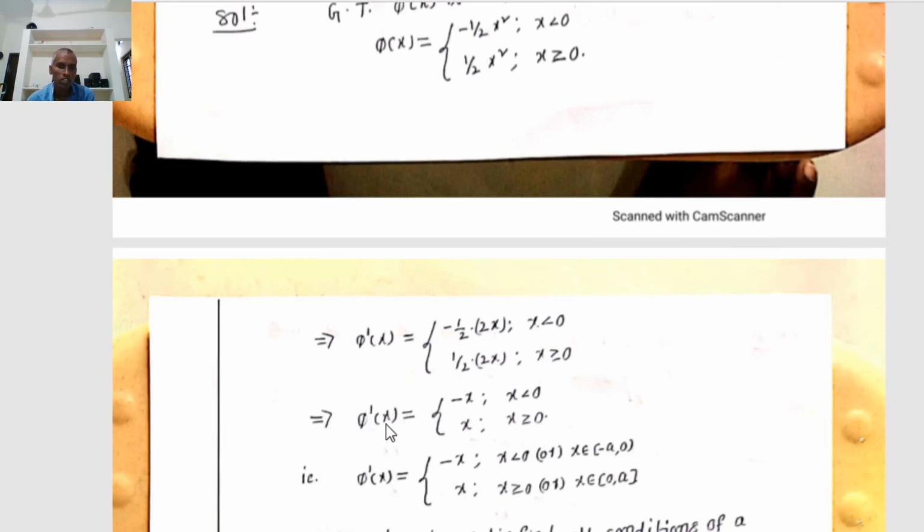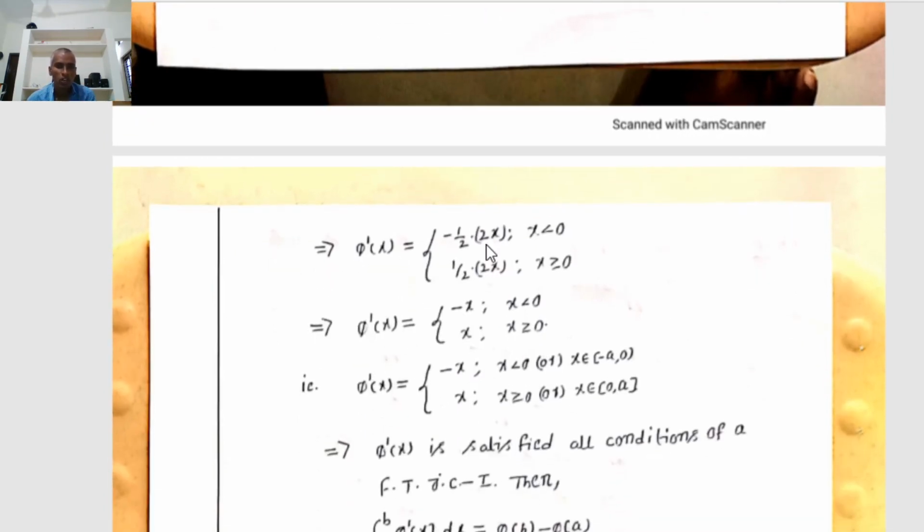That implies phi dash of x equals minus 1 by 2 into x square differentiated with respect to x such that x less than 0, and 1 by 2 into x square differentiated with respect to x such that x greater than or equal to 0. That implies phi dash of x equals minus 1 by 2 into 2x for x less than 0, and 1 by 2 into 2x for x greater than or equal to 0. The 2 gets cancelled in both equations. That implies phi dash of x equals minus x such that x less than 0, and x such that x greater than or equal to 0.